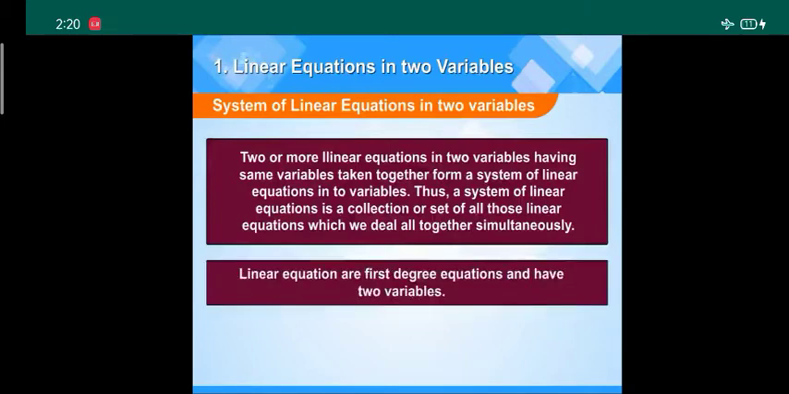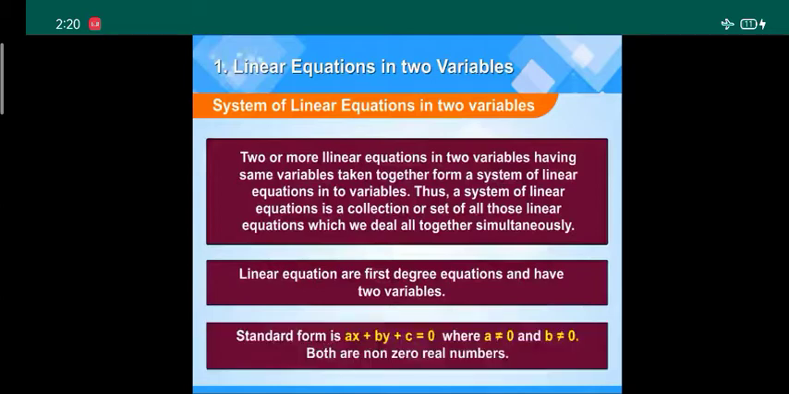Linear equations are first degree equations and have two variables. The standard form is ax plus by plus c is equal to 0, where a is not equal to 0 and b is not equal to 0. Both are non-zero real numbers.